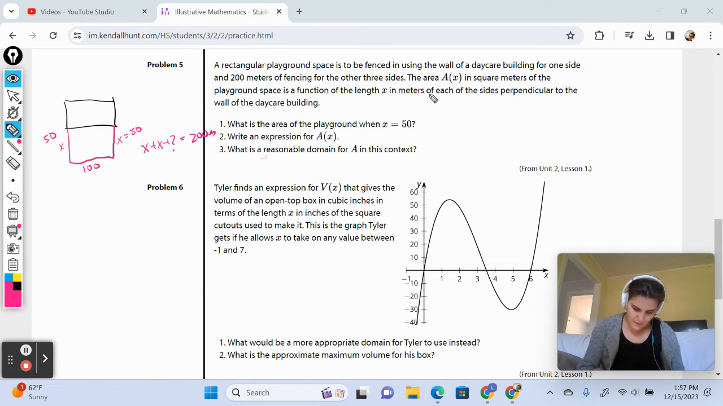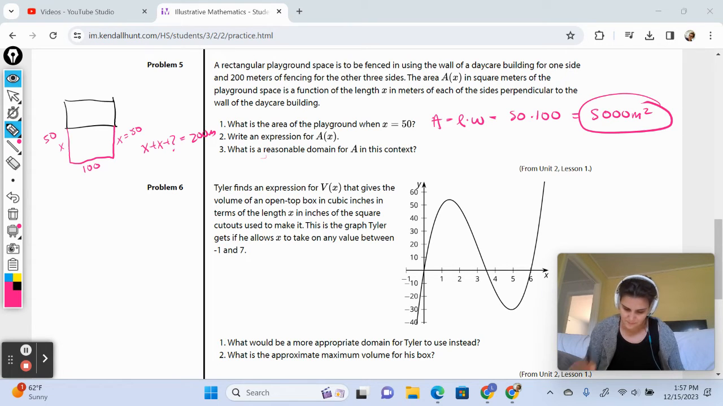What is the area? Well, the area is length times width, and that would be 50 times 100, and that would be 5,000, and we're talking about meters squared.